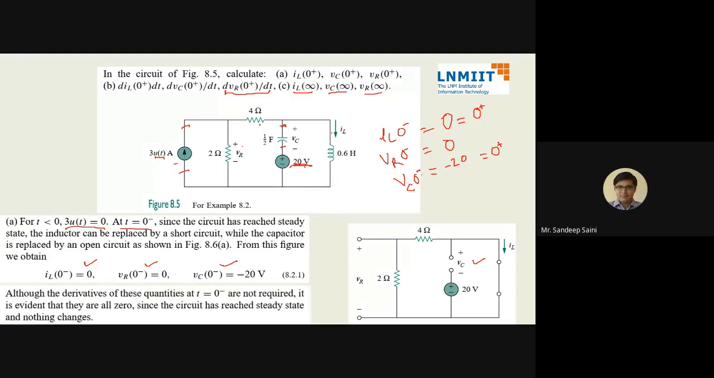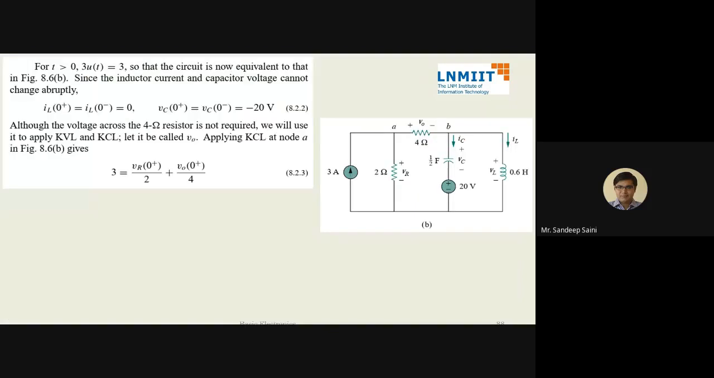Now, sir, although the derivatives of these quantities at 0 minus are not required, it is evident that they are all 0 because all these are constant quantities, so their derivatives will be 0. Okay, at 0 minus. Now we consider time t equal to 0 plus. 3 times u(t) will become 3, and capacitor is now equivalent to what we are showing here. So the circuit is now this.